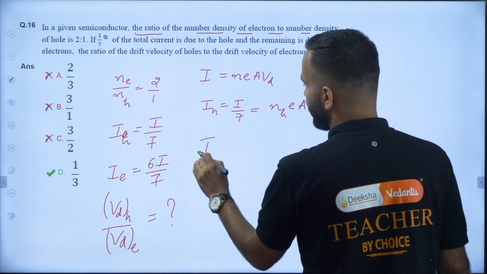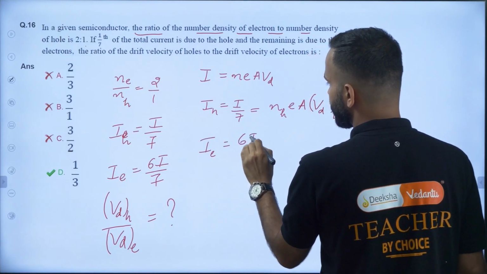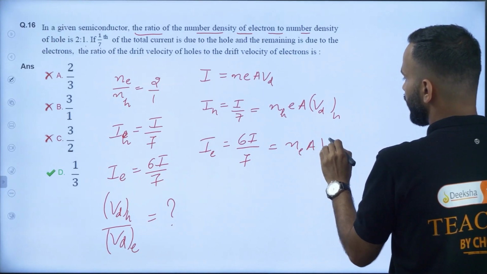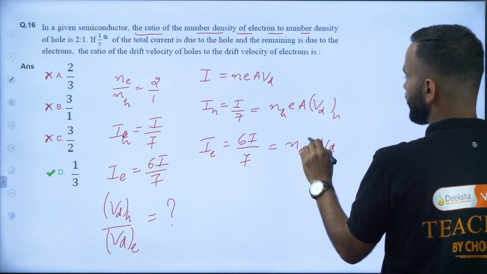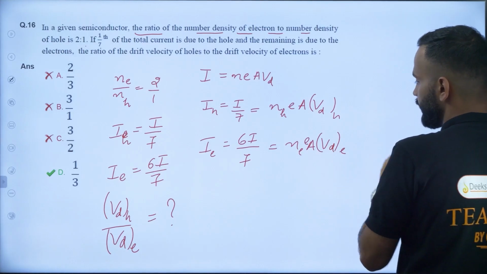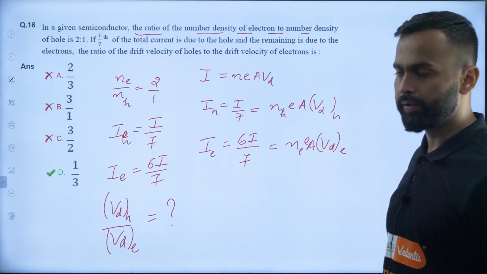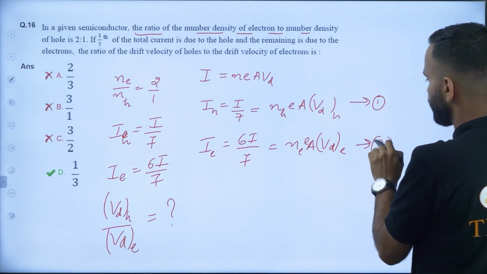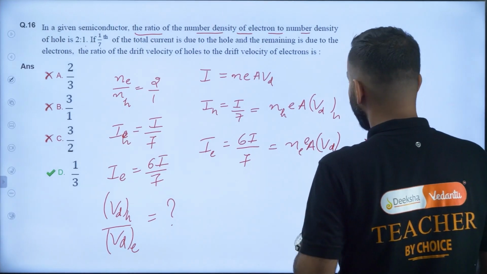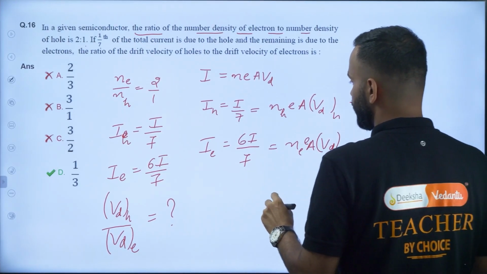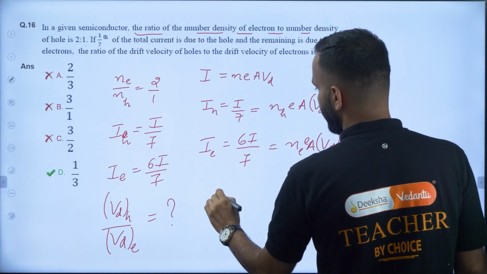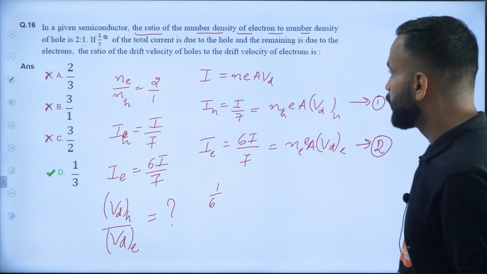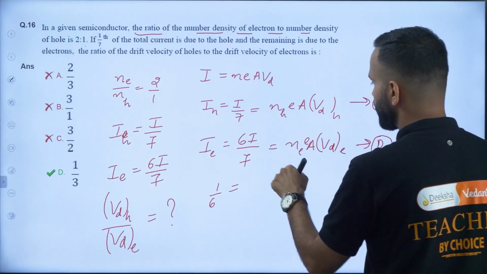Okay. So then IE is equal to 6I by 7, equal to NE into E into A into VDE. So we need to find VDH by VDE. So now divide the first equation by the second equation. Then you will get 1 divided by 6, right? So 1 divided by 6 is equal to NH by NE.